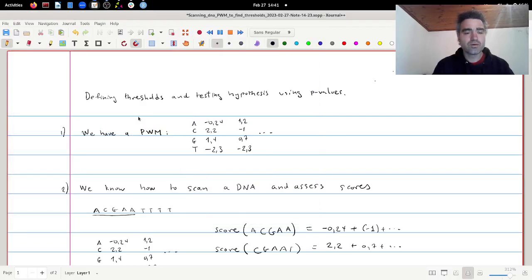Okay, so let's assume now that we have a position weight matrix, which is this one, and we can scan a DNA to assess scores. We have shown that already in the previous class. Now the problem will be to define a threshold. When a score is greater than this threshold value, we assume that we have a binding site, and in locations where the score is lower than the threshold, we assume that this position is not a good candidate for binding.